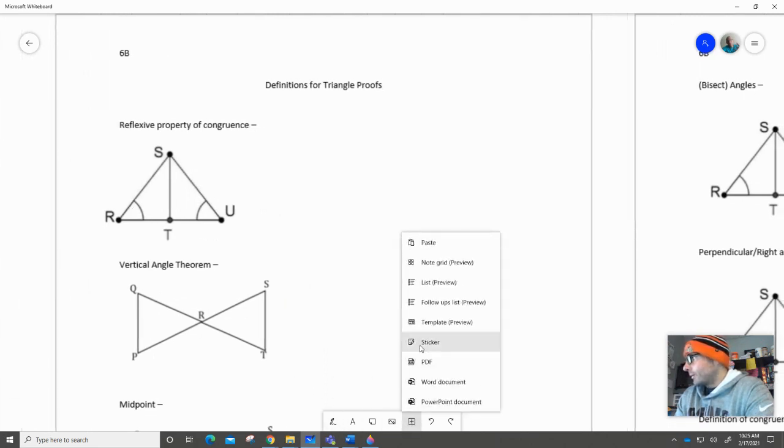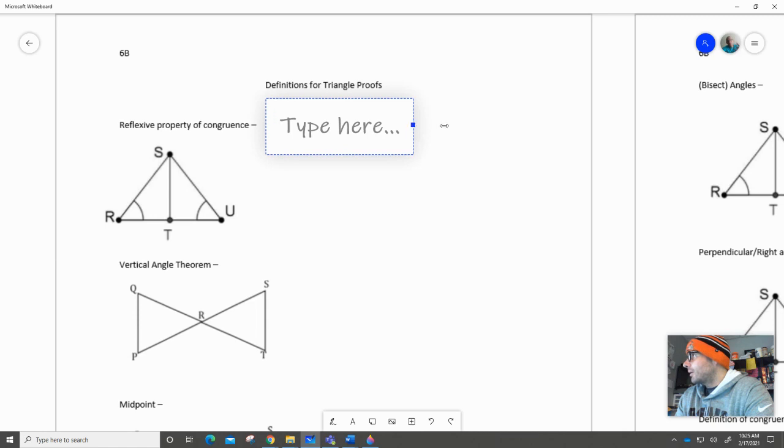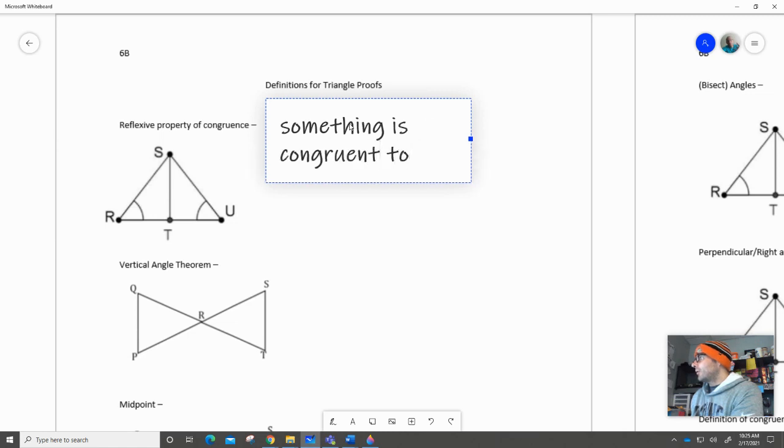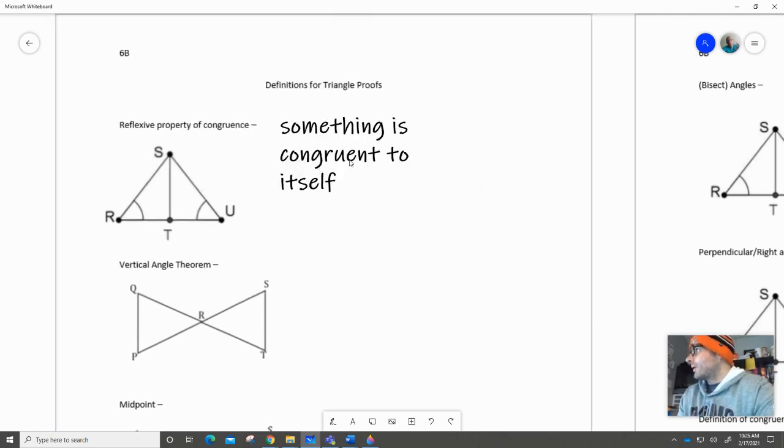Here we go. I'm going to write some of the stuff in just to try to keep it clean. The first thing: the reflexive property of congruence. The reflexive property just says that something is congruent to itself, and that's pretty self-explanatory.